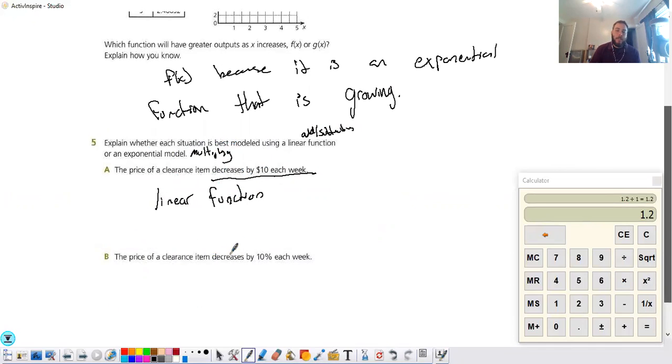The price of a clearance item decreases by 10% each week. So once we change this from $10 to 10%, now we're actually going to be using an exponential function. And this will be an exponential decay function because it is decreasing. And we're decreasing by 10%. So the actual amount that we decrease each week is going to change, but that rate will always be 10%, and that's why we would use an exponential function.